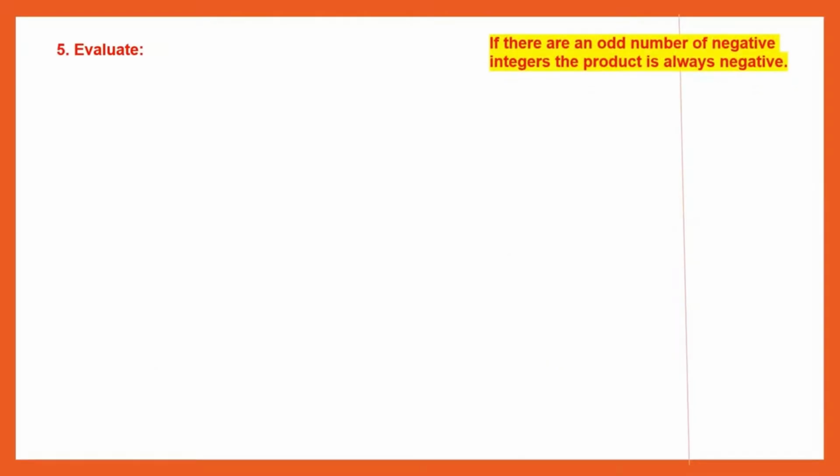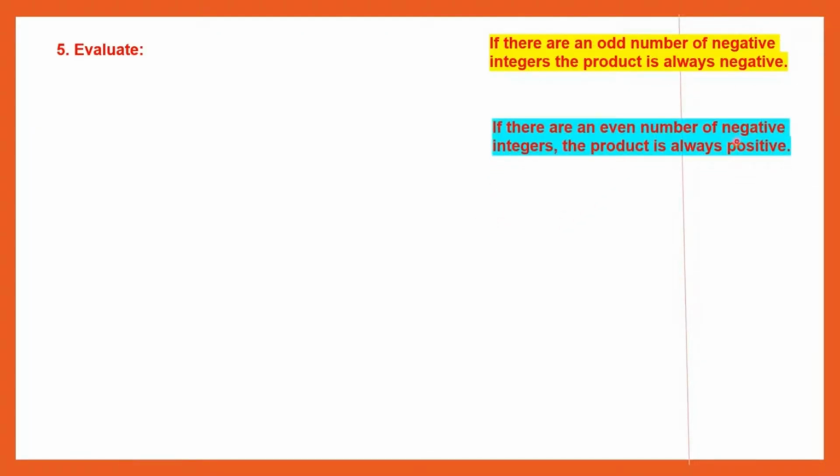Now question 5, remember this property. If there are an odd number of negative integers, the product is always negative. If there are an even number of negative integers, the product is always positive. So what you have to do is in your question, look out for the negative integers and count and see how many there are. So let's do it that way. So here we have 4 into 6 into 8. We don't have any negative integer.